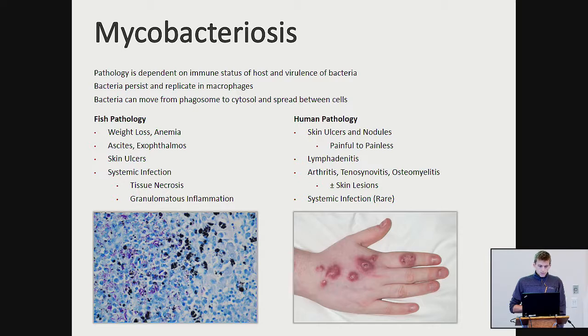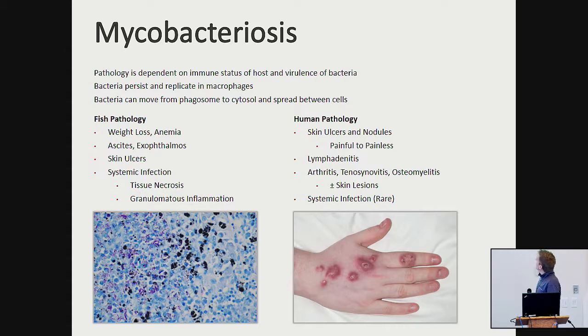Mycobacteria are well known because they can persist and replicate within macrophages. So even if your immune system phagocytizes the bacteria, they can live there for years after, and can even continue to spread after they infect the macrophages by exiting the phagosomes and spreading between the cells. So we're more interested in human pathology, so I'll skip the fish one.